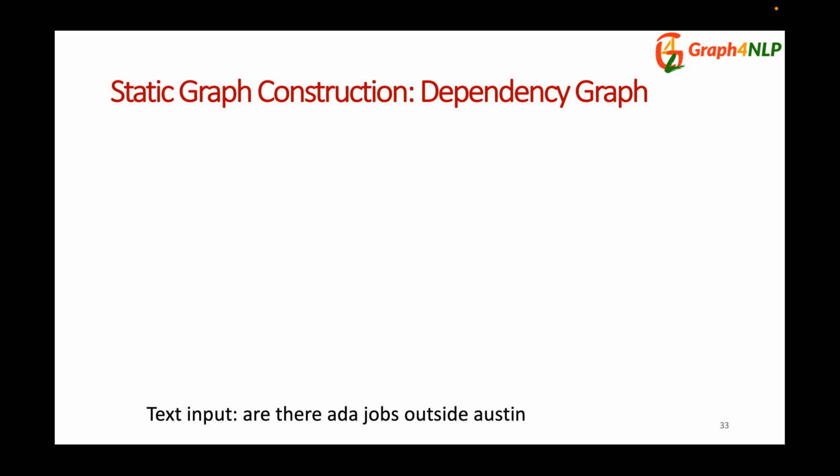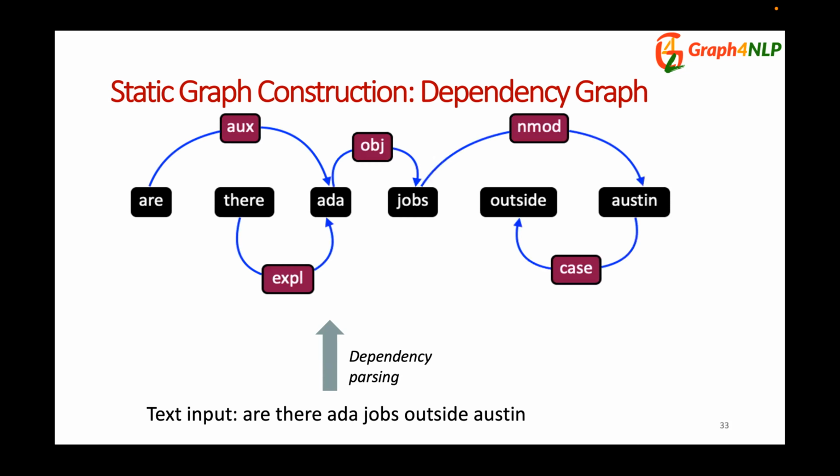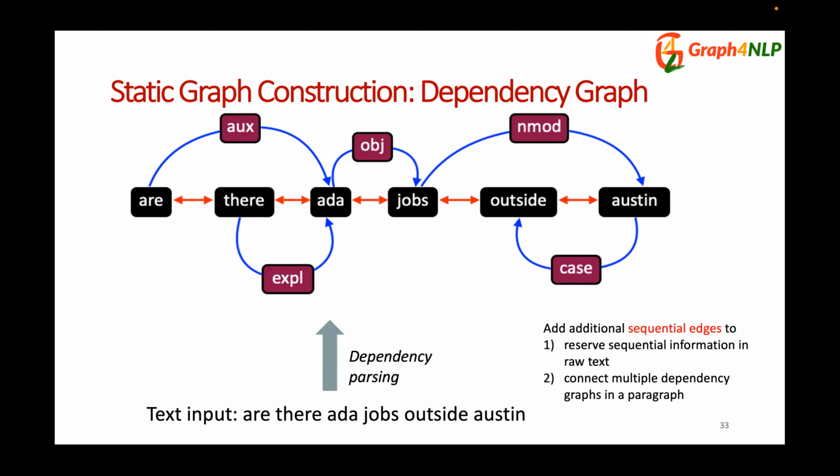For the dependency graph construction approach, given a sentence, are there other jobs outside Austin? We can apply dependency parsing tools to convert it to a graph. But what if we have multiple sentences in the text? Usually we apply dependency parsing at the sentence level. One common way is to add additional sequential edges between the nodes so that we can connect multiple dependency graphs in a paragraph. Besides, this can also help preserve sequential information in the raw text, which can be helpful in some NLP applications.